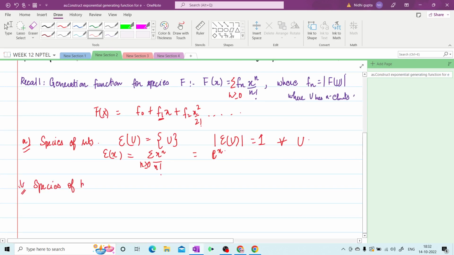Then the second was the species of k sets. It was like an indicator function for k sets, sending any set with k elements to a singleton set with one element u, and the rest of them were empty.